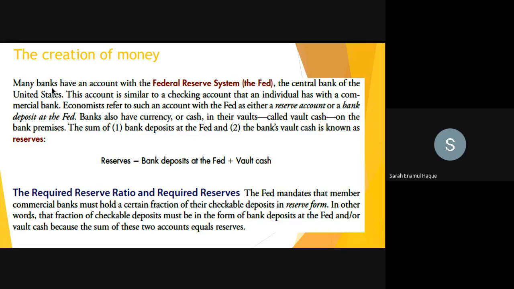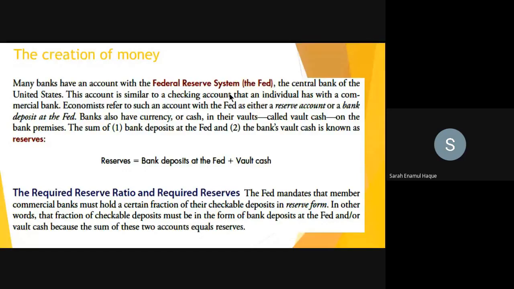Many banks have an account with the Federal Reserve. Now this is the American book. So all this material that you see in the PowerPoint slides, most of these are usually snapshots of the books that we are following. The Paul Krugman book, then you have the Bangladesh book. So I've just taken some pages from those. Those are all American books. Everything that you see here is American.